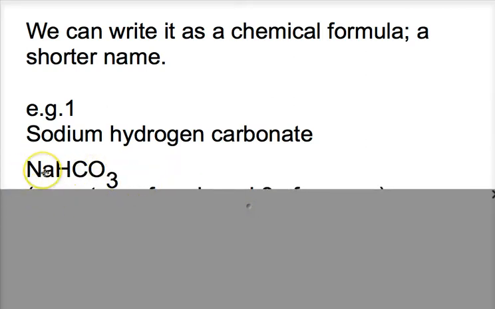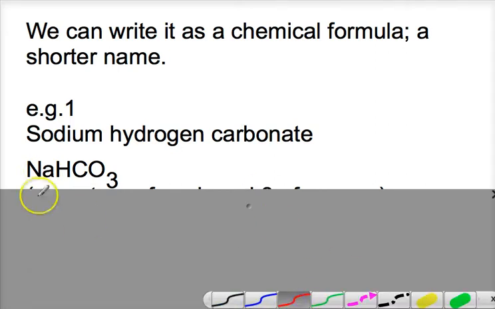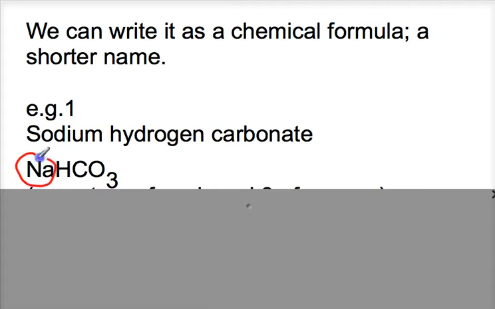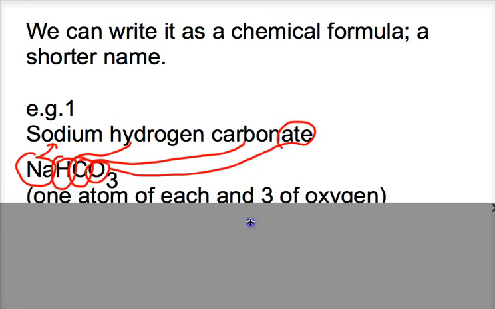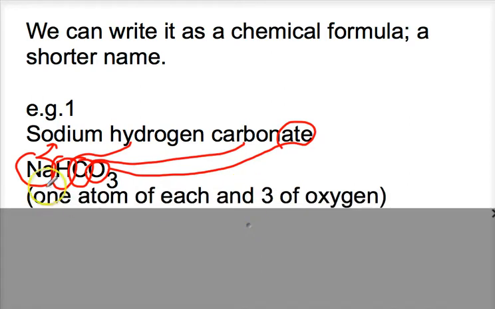Sodium hydrogen carbonate can be written NaHCO3. Na is the chemical symbol for sodium. H is the chemical symbol for hydrogen. C is the chemical symbol for carbon. And O is the chemical symbol for oxygen. Remember, the 8 relates to the oxygen. There's a 3 after the O. That 3 tells you there are 3 oxygens in this chemical compound.